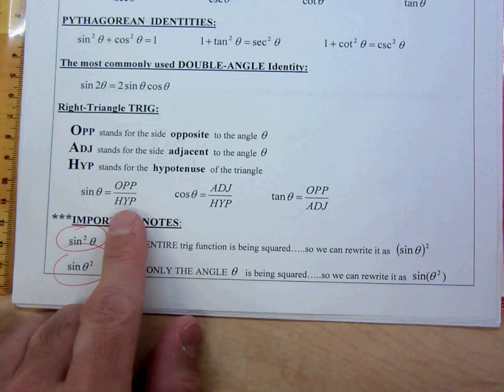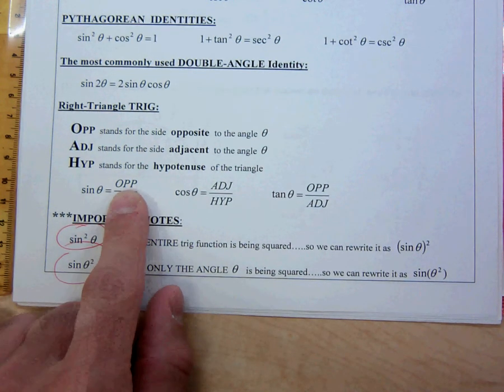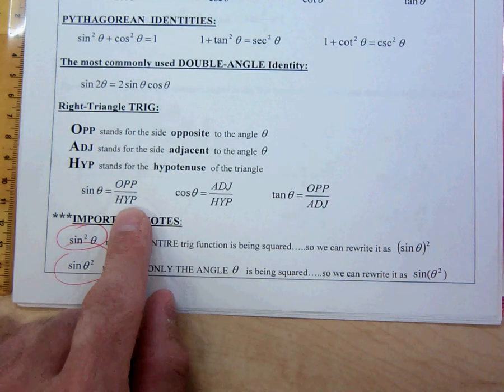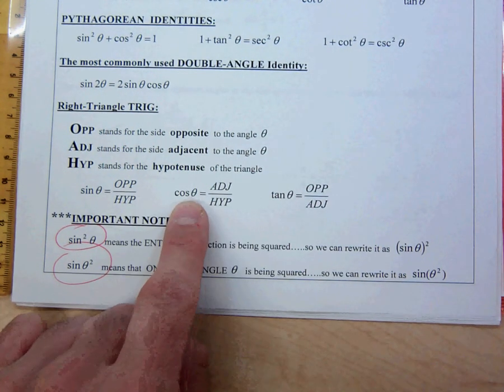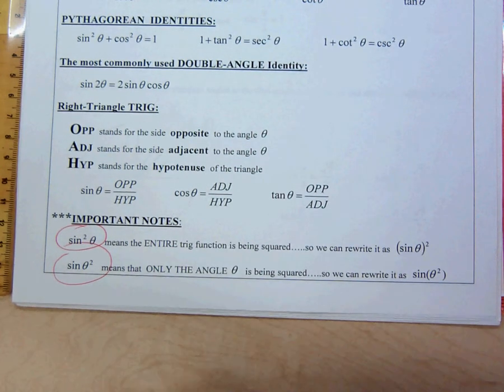SOHCAHTOA, right? In other words, you can find the sine of any angle in the triangle by taking the what? Opposite side over the hypotenuse. You can find the cosine of any angle by taking its adjacent side over the hypotenuse, and so on, right? Okay, you got to know that. All right, very, very important.